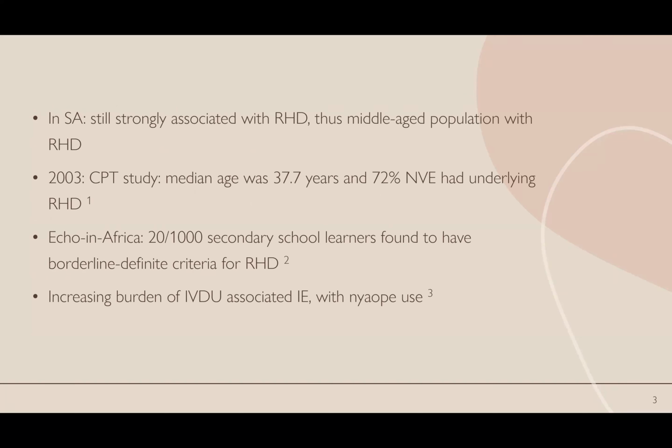Then there's another Echo in Africa study by the British Echocardiographic Association. This was a study that screened 6,000 secondary school learners. And 20 per thousand were found to have borderline to definite criteria for rheumatic heart disease as per the World Heart Federation criteria. And this is just showing what a burden of undiagnosed rheumatic heart disease we actually have in our population.